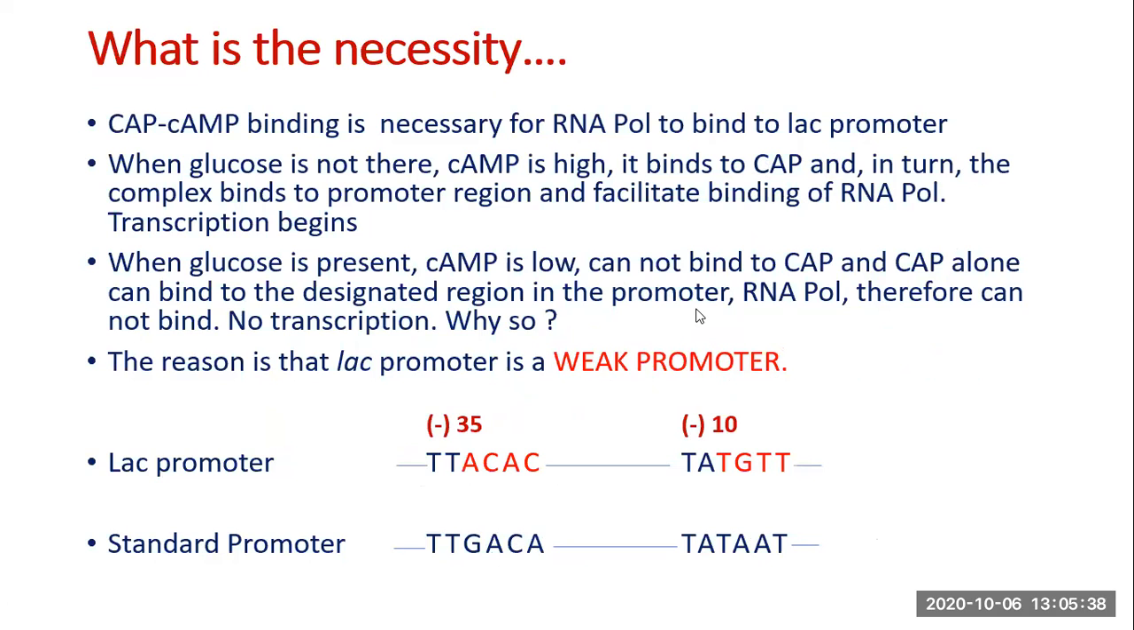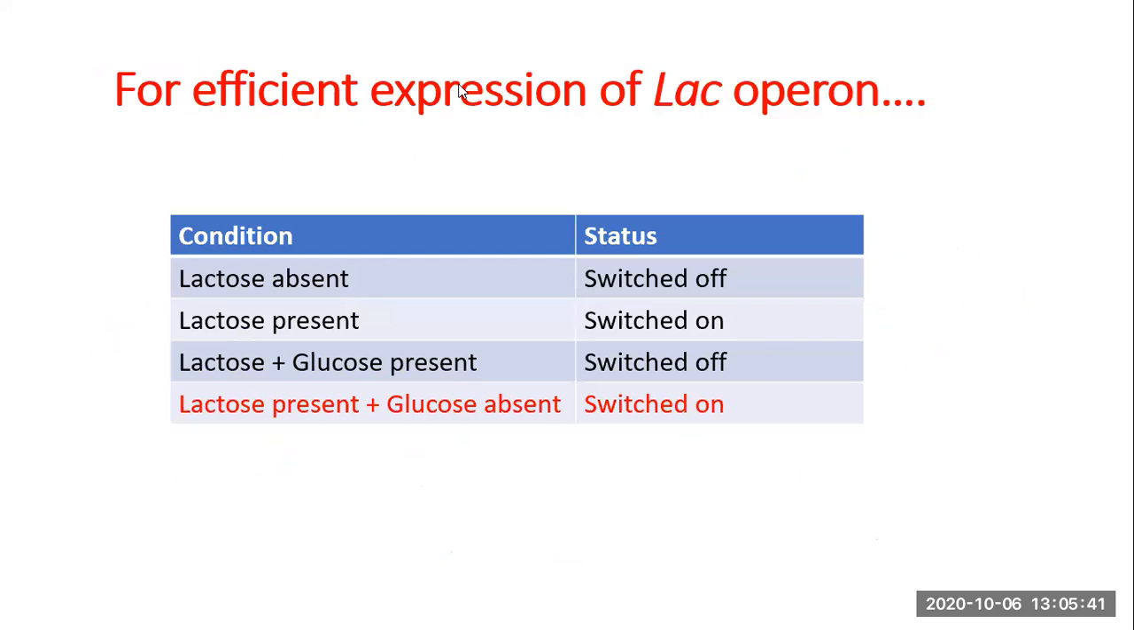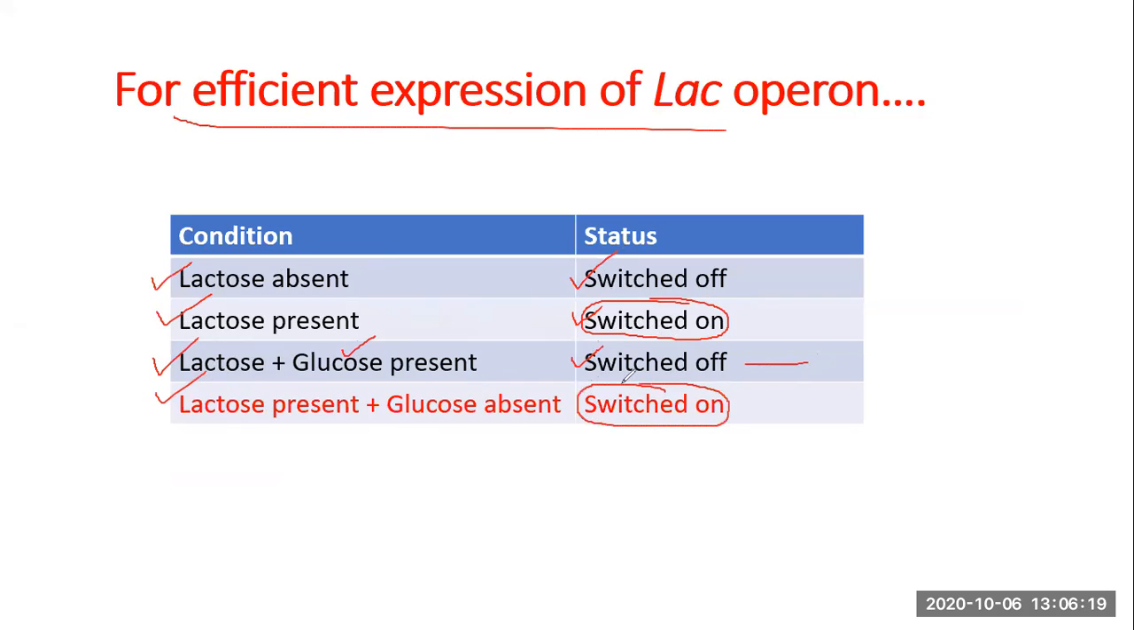Now for efficient expression of the Lac operon, our definition is going to change. When lactose is absent, you say the operon is switched off. Fine. When lactose is present, you say the operon is switched on. It is partially correct. It is not totally correct. When lactose is present and glucose is also there, the operon gets switched off. This is what is called catabolite repression. When lactose is present and glucose is absent, then the operon is switched on. Please understand, please remember this.